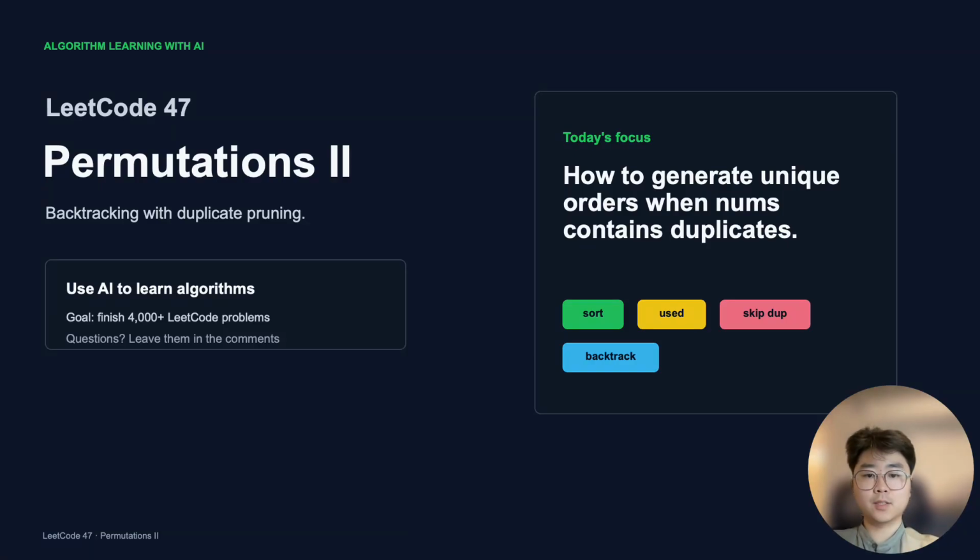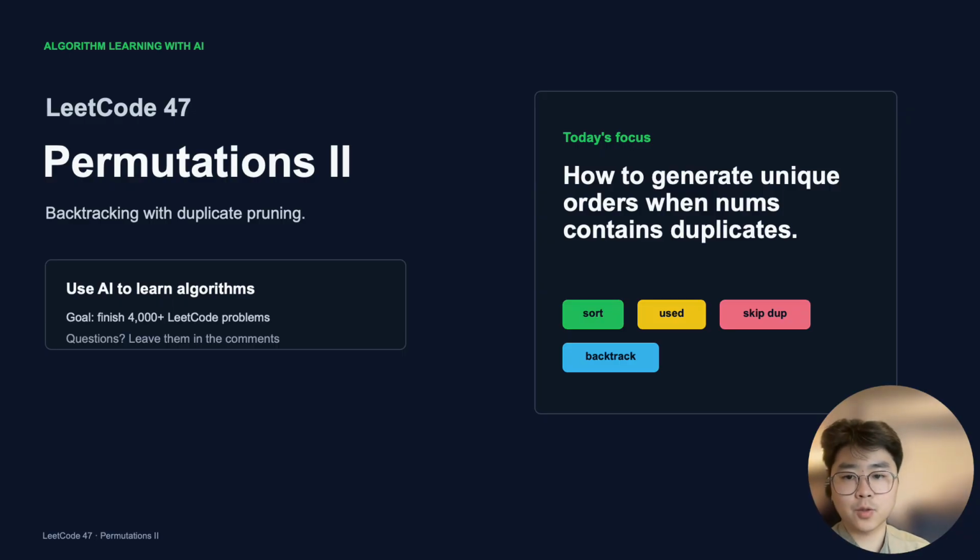Hello. So today we continue from LeetCode 46 to LeetCode 47, Permutations II. At first, the two problems appear almost identical. We still construct an ordering by choosing one number at a time, but now repetition enters the problem. The input may contain duplicate values, while the output must contain only unique permutations.